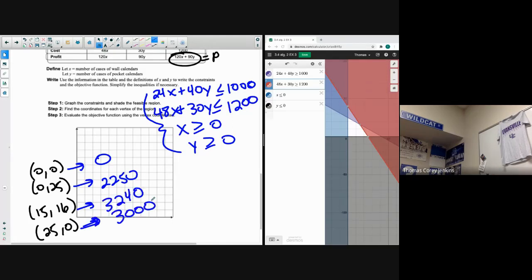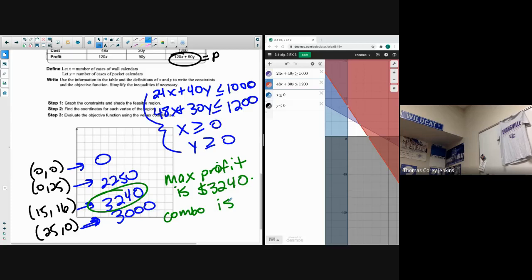All right, so now we can easily see we're looking for the maximum profit here. So all we're looking for is the maximum profit. So that is, here's our winner. So we can say max profit is $3,240. That's the best we could possibly do. And then the combination that would give us that looks like 15 wall calendars with 16 pocket calendars.